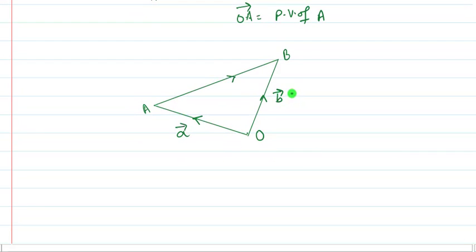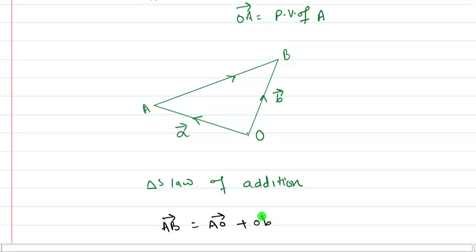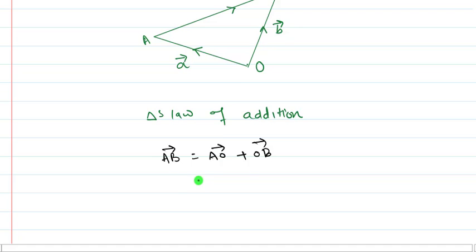Now, to calculate the vector AB in terms of position vectors, let us use the triangle law of addition. ABO is the triangle. So, according to the triangle law of addition, we have vector AB is equal to vector AO plus vector OB. Now, we have taken the position vector of A as OA equal to vector A, and the position vector of B as OB, which we have named vector B. So, therefore, vector AB is equal to, AO will be minus vector A, and OB is plus vector B.